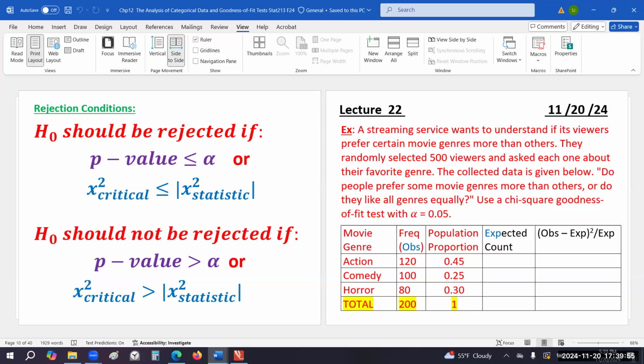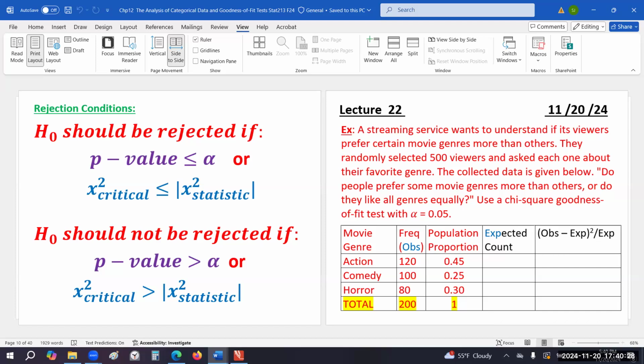So population proportion means what we observe in the population from some type of study. And frequency is the observed count. It means in our sample, how many people fall under each category. Now, we want to see: do people prefer some movie genres more than others? Or do they like all genres equally?